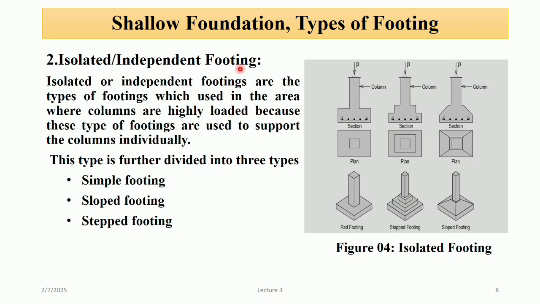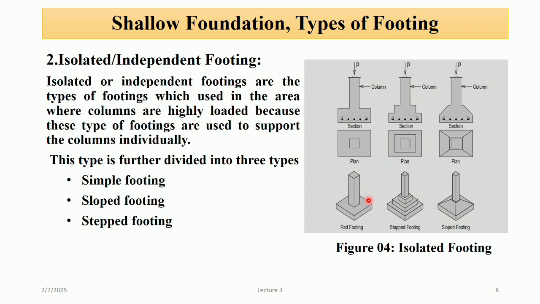Isolated or independent footing. This is the type of footing in which a footing is provided to each column independently, where the column is highly loaded. This type of footing is divided into three types: simple footing, slope footing, and step footing. You can see in the figure that simple footing is in the shape of a rectangle or square, where the footing is in step form it is called step footing, and where the surface is in slope form it is called slope footing.